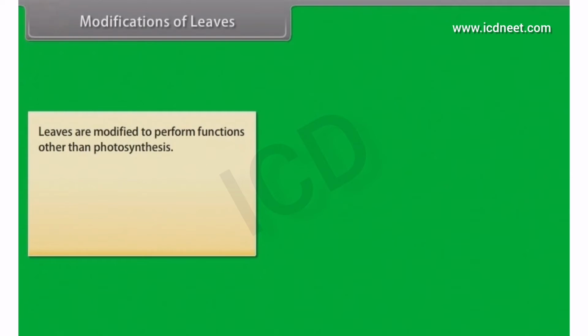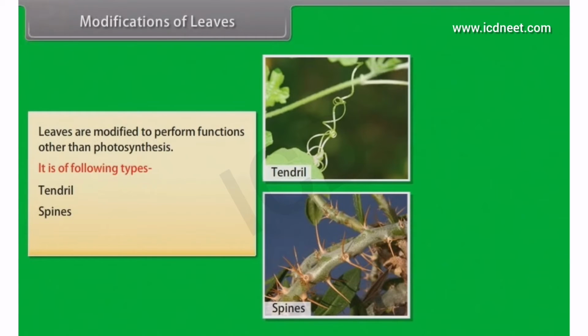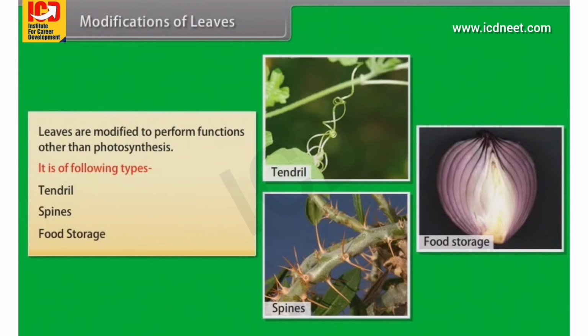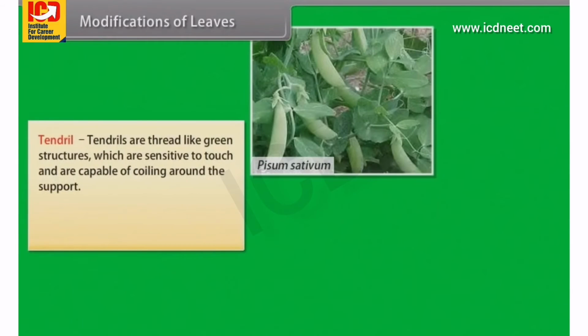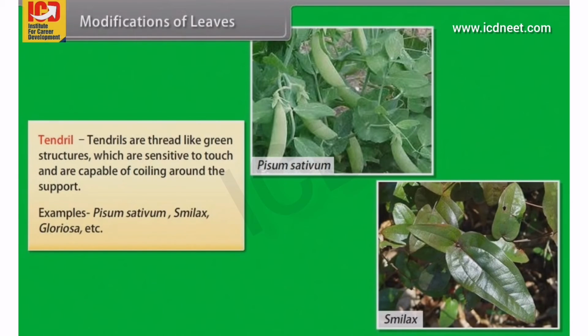Modifications of leaves. Leaves are modified to perform functions other than photosynthesis. It is of following types: tendril, spines, food storage. Tendril. Tendrils are thread-like green structures which are sensitive to touch and are capable of coiling around the support. Examples: Pisum sativum, Smilax, Gloriosa, etc.